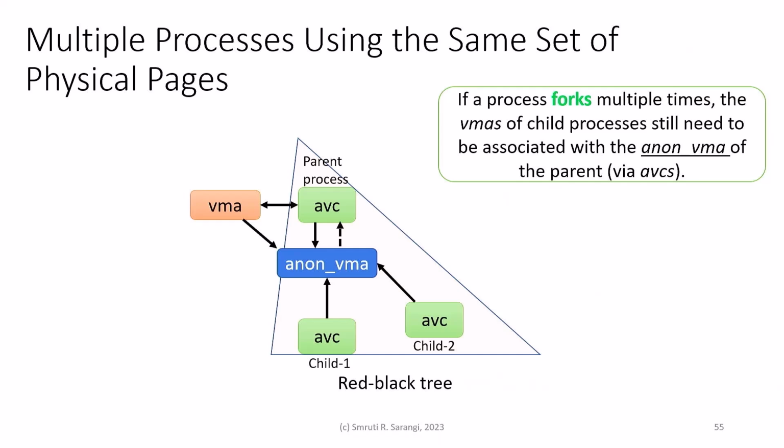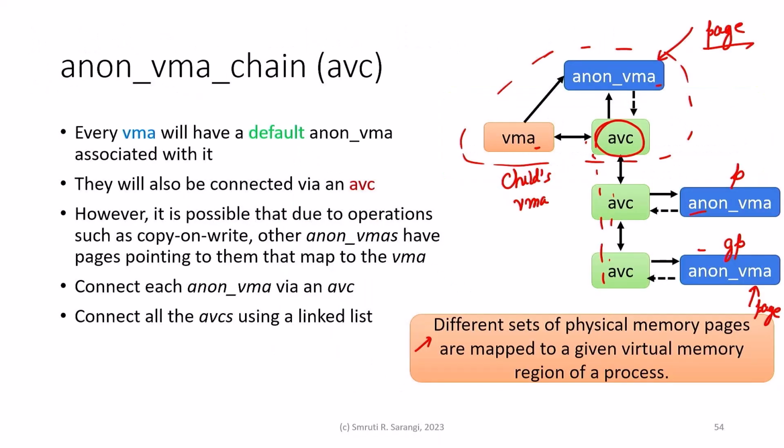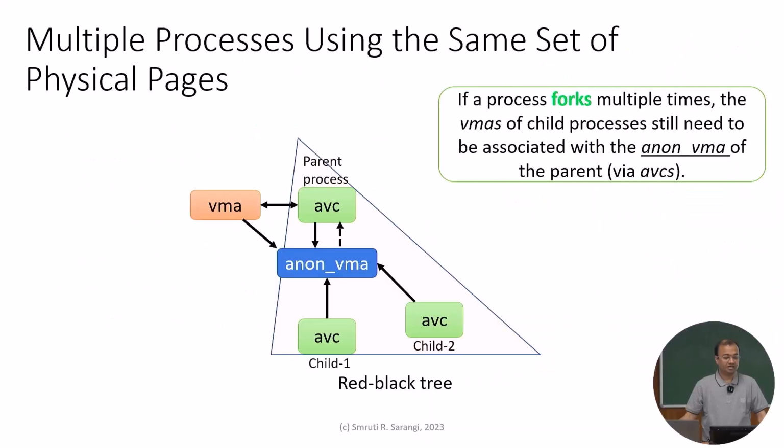And the other thing is that this is one side of the many-to-many. Let us look at the other side. Consider the fact that a process is actually forked multiple times. So what we have seen is that the VMAs of the child processes still need to be connected with the Anon VMAs of the parent, right? Why is that required? Well, the reason it is required is that consider a page that is pointing to this Anon VMA.